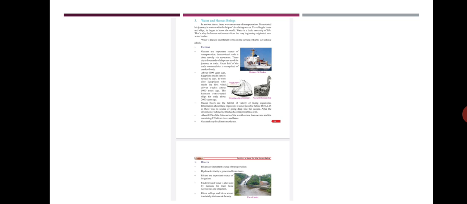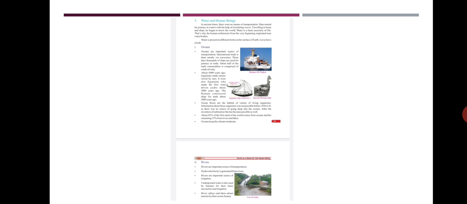Different kinds of living organisms are there in the oceans. It was not possible to know about these organisms before 1850 AD, but after the invention of the submarine, it became possible. About 85% of the fish is caught from the oceans, and the remaining 15% is from the rivers and the lakes, and the ocean keeps the climate moderate.